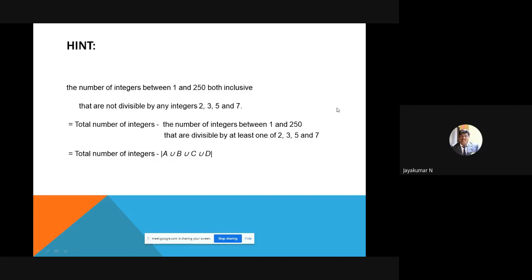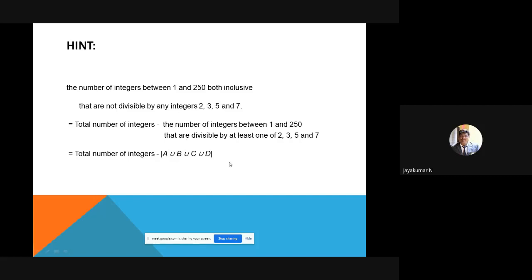So for this we know the formula for A union B union C union D. We need the not divisible case. How do you evaluate this? Total number of integers minus the number of integers between 1 and 250 that are divisible by at least one of 2, 3, 5, 7. The total number of integers is 250 because we have 1 to 250. This is the formula of A union B union C union D.